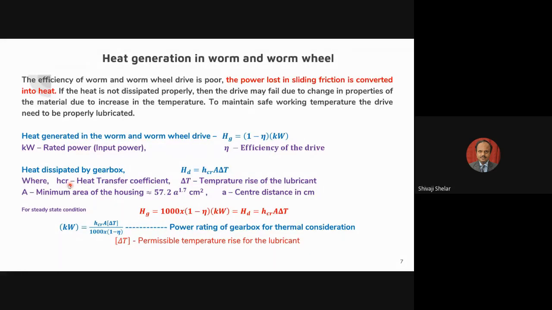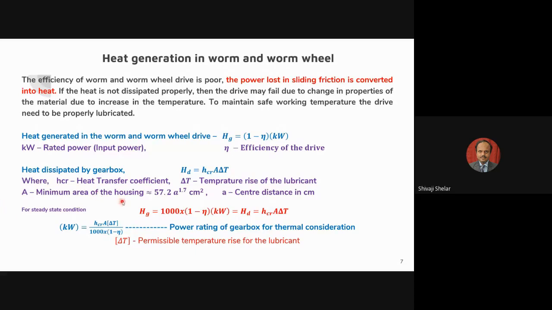Because of temperature rise, there will be heat dissipation by the gearbox to the surrounding. So how much heat is transferred to the surrounding? That is heat dissipated. That is equal to heat transfer coefficient into the surface area available there. It is not the exact surface area, it is the approximate surface area available for heat transfer, into delta T, the temperature difference between the working media and the outside media. So based on these values, the heat dissipated will be there. So HCR is your heat transfer coefficient. Delta T is the temperature rise, if you are using lubricant there. So delta T will be the temperature rise for the lubricant.